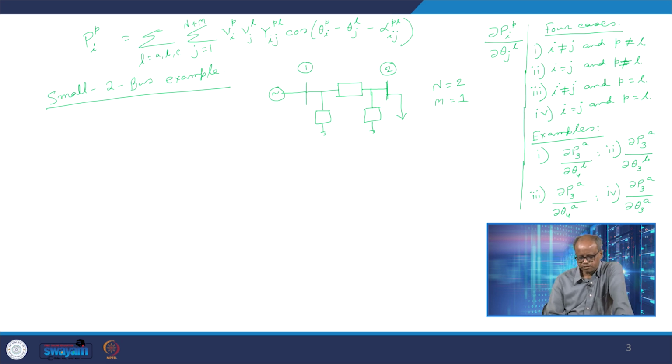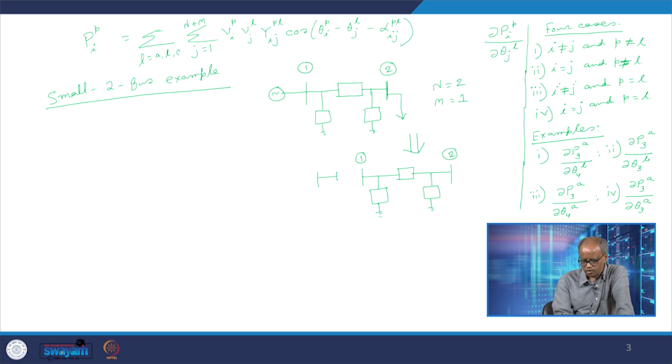Now, following our discussion, this system would be translated into basically a 3 bus system. So, I will have bus 2, bus 1, and then, so this is again original bus 1, this is bus 2, and then again I have one bus 3.